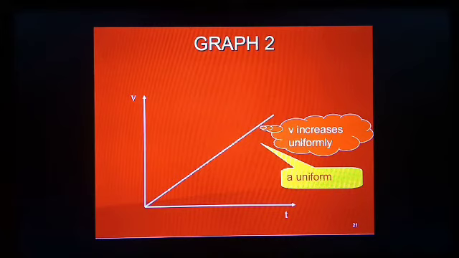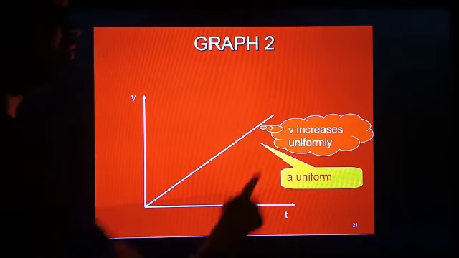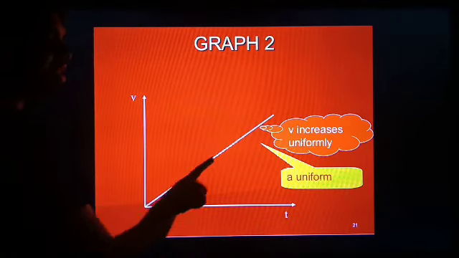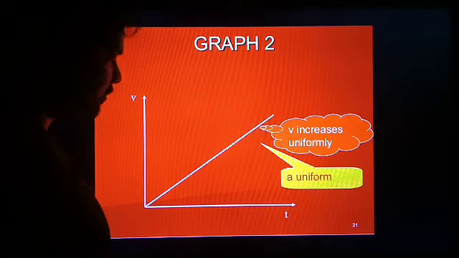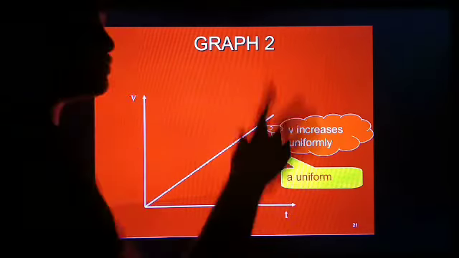Second graph. Suppose that a slant line is shown in the VT graph. What does this show? V increases uniformly. It shows that the velocity of the body continuously increases. If the velocity of the body continuously increases, it means acceleration is uniform.